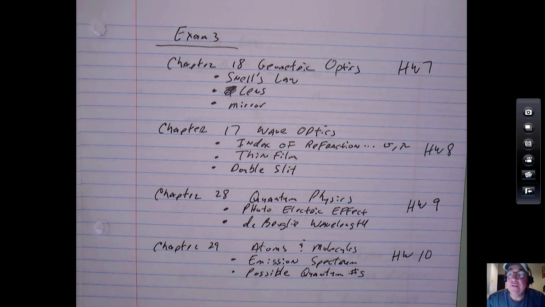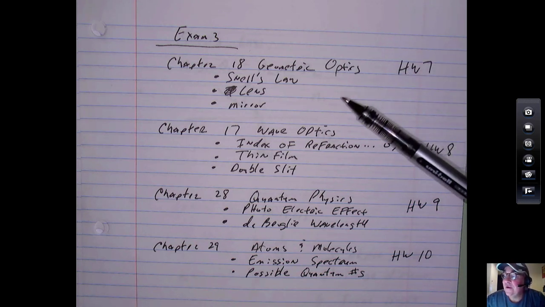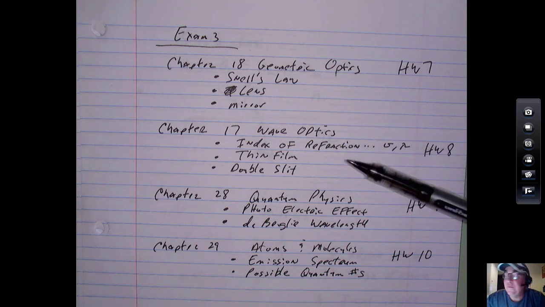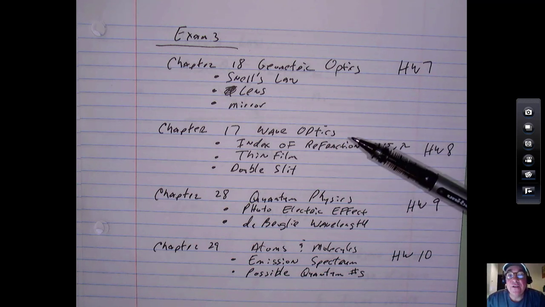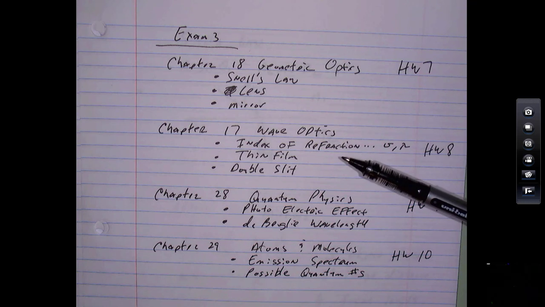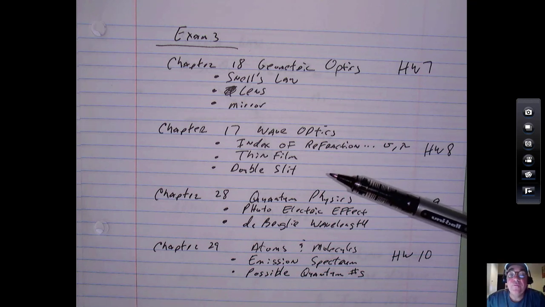So there's 10 questions altogether, 3 from Chapter 18. So 1 on Snell's Law, 1 on lenses, 1 on mirrors. 3 from Chapter 17. So this index of refraction idea, thin films, and double slit. We covered more than that, but that's what the test focused on.